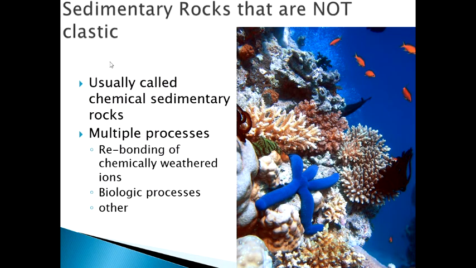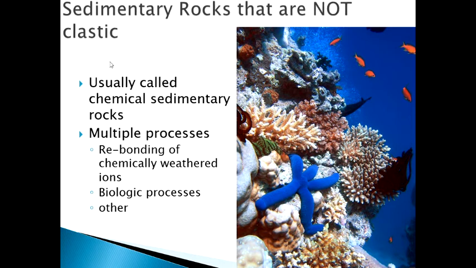This lecture deals with the sedimentary rocks that are not formed by clastic processes. What we covered before in the previous two lectures on weathering and then textures of clastic rocks, that's for a huge number of rocks, but there's a lot of other things out there. In particular, we call these things chemical sedimentary rocks.